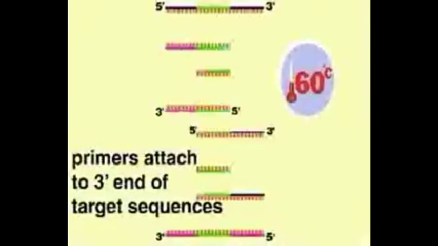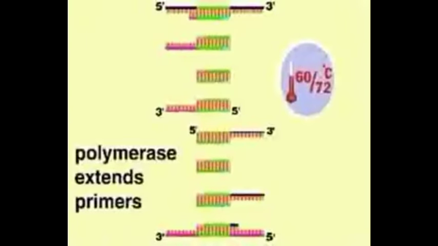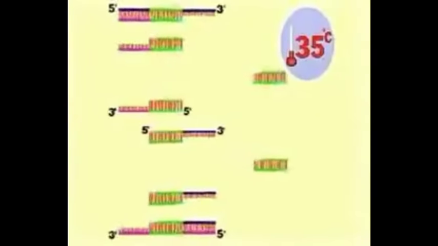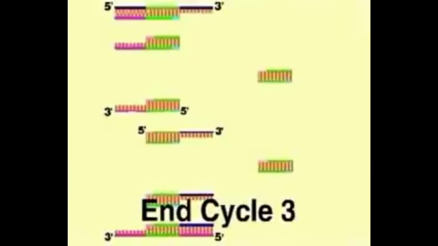During the third cycle, the DNA strands are again melted. The primers hybridize to the target sequence, and the Taq polymerase synthesizes complementary DNA strands. Cycle 3 produces 2 doubly stranded molecules that contain only the target sequence, as well as 6 longer molecules that contain the target and flanking sequence. In subsequent cycles, the number of target sequence molecules will increase exponentially.